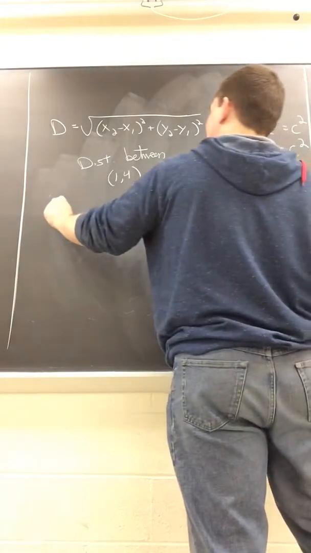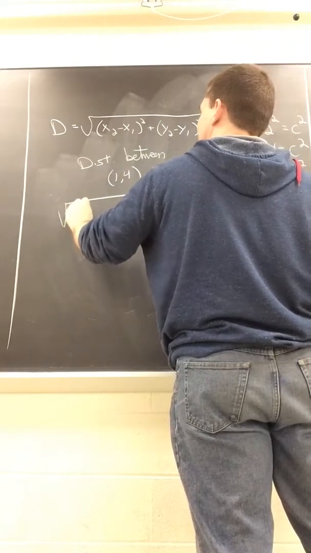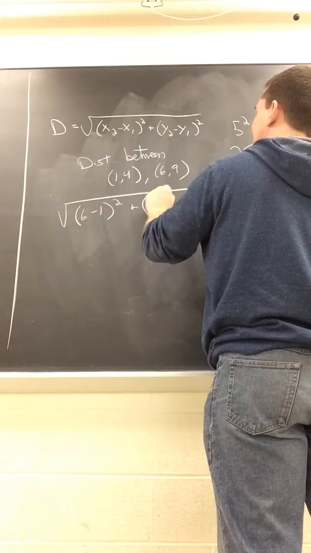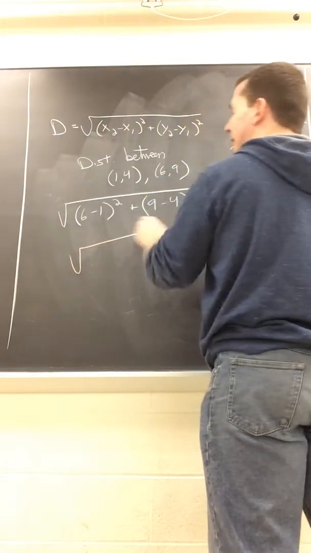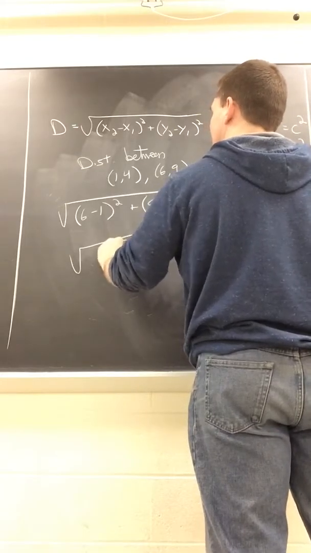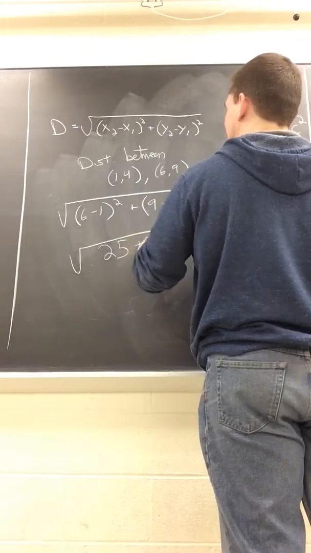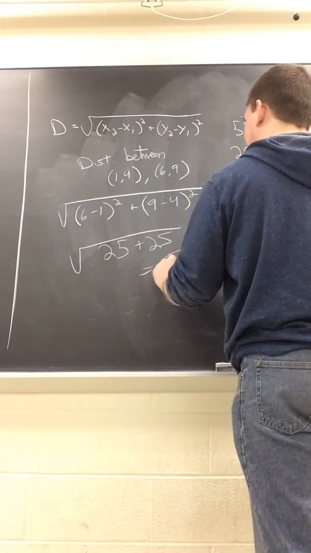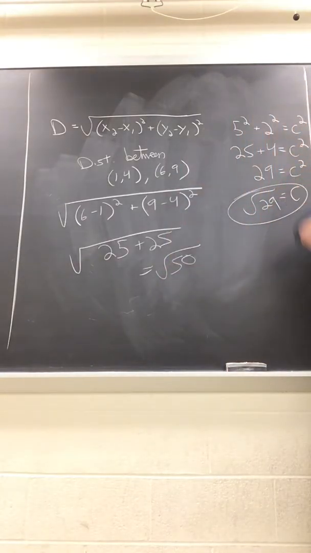Well, the distance formula says that distance is the square root of the difference in the x's, 6 minus 1 squared, plus the difference in the y's, 9 minus 4 squared. 6 minus 1 is 5, 5 squared is 25. 9 minus 4 is 5, 5 squared is 25. 25 plus 25 is 50, so we get the square root of 50. And again, leave your answer like that. You don't need to bother throwing it through your calculator to solve it all out.